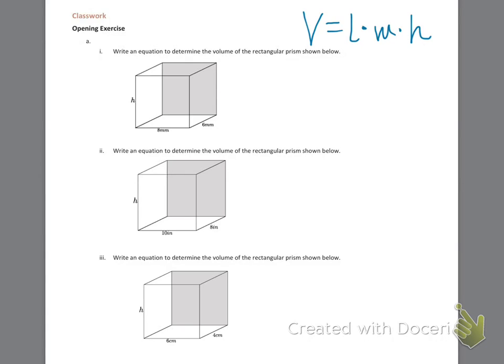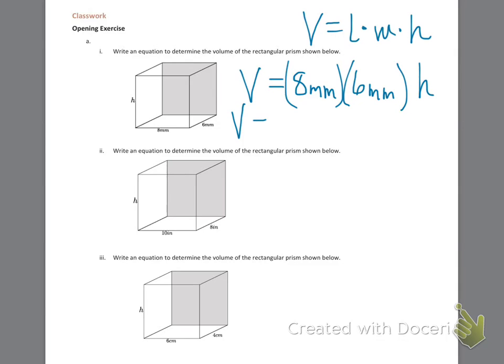So we have this first one, the volume would equal, so we don't know the volume. We do know two of the dimensions. We do know the length times the width. So we've got 8 millimeters times 6 millimeters times the height. Okay, so we could simplify that to the volume is equal to 48H. And we know that the units are going to be millimeters cubed. But for an equation, volume equals 48H.